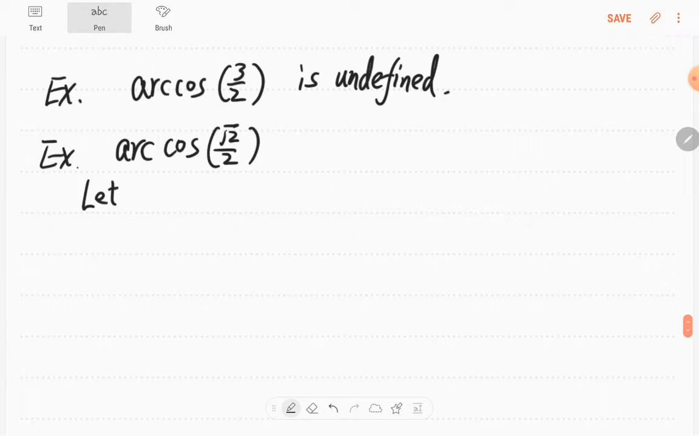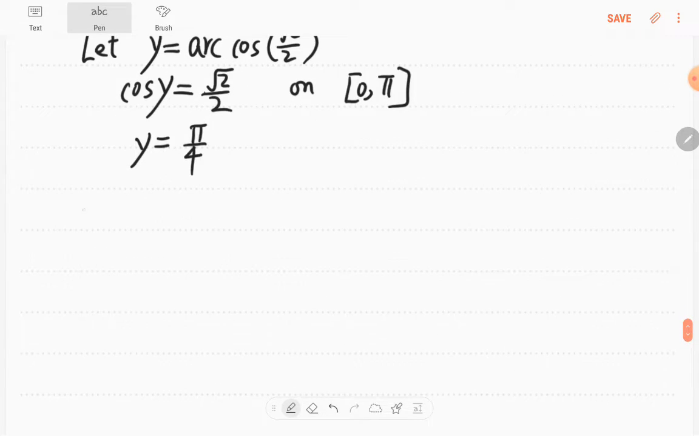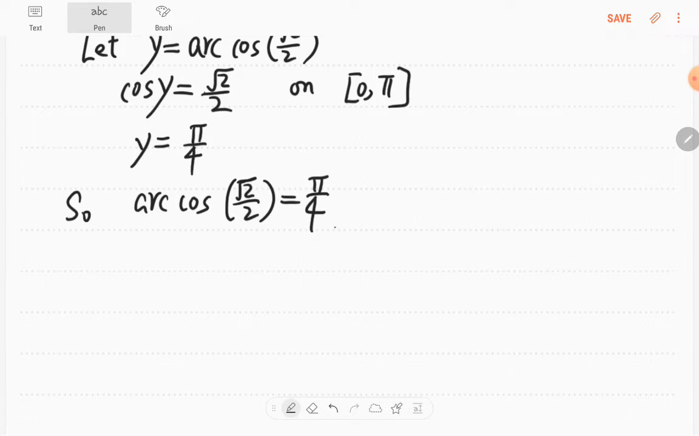But so far we should be very patient and write down all the details. Arc cosine √2/2 equals y. So that means cosine y is equal to √2/2 on the interval from 0 to pi. Then y must be equal to pi/4. There's only one choice. So we have arc cosine √2/2 is equal to pi/4.